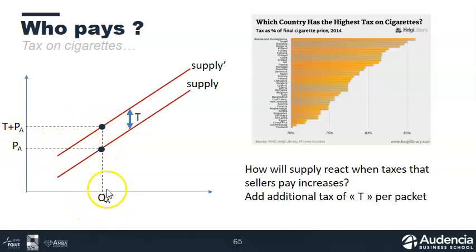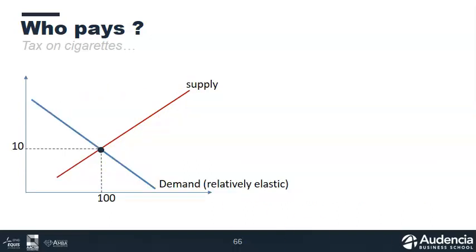For this quantity, I want the price here, plus an additional amount for the tax to cover the price of the tax. This is a move left or upwards of supply. That's a decrease in supply. What does that mean for the tax incidence?